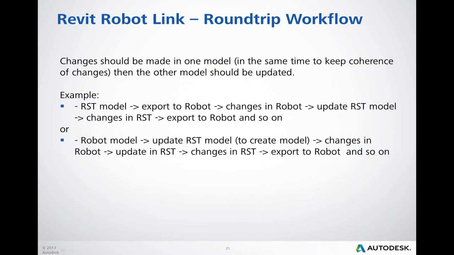Here is a description of a recommended round-trip workflow. To keep coherence of the model, changes to it should be made in one program at one time. So, for example, if it's required to make any changes in the Revit model, which is already updated in Robot, it's needed to update the Revit model prior to applying changes in it. A similar situation applies in the opposite direction.